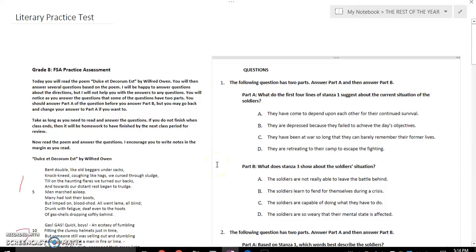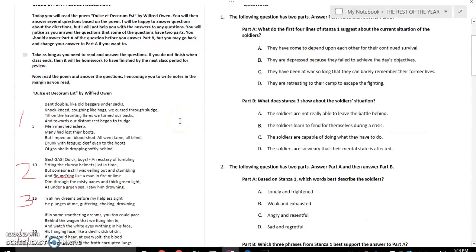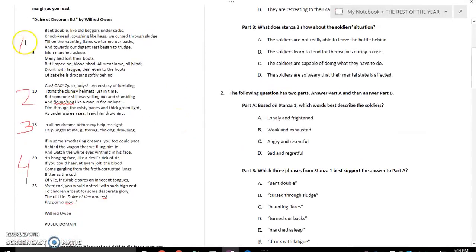Alright, so this is the review for the FSA literary practice test. Since it is a poem, I've already gone ahead and numbered each of the stanzas because we don't have that here. We only have lines kind of marked. So this is stanza 1, stanza 2, stanza 3, this little tiny one, and stanza 4.